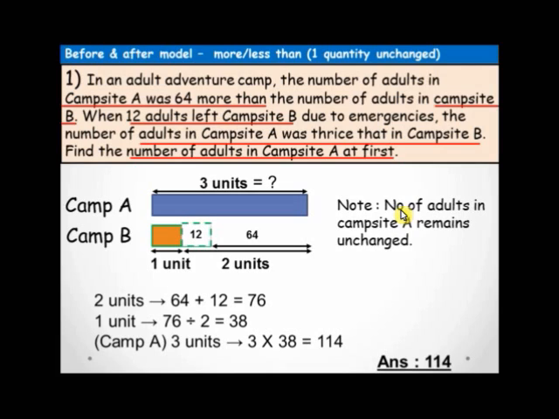1 unit will be 76 divided by 2, 38. Now they are asking for campsite A. Campsite A remains unchanged. 3 units will be 3 times 38, and that will be 114. So there were 114 adults at campsite A at first. Thank you.